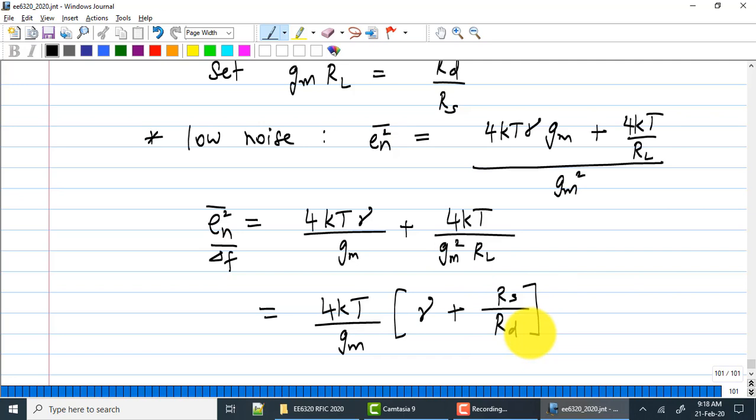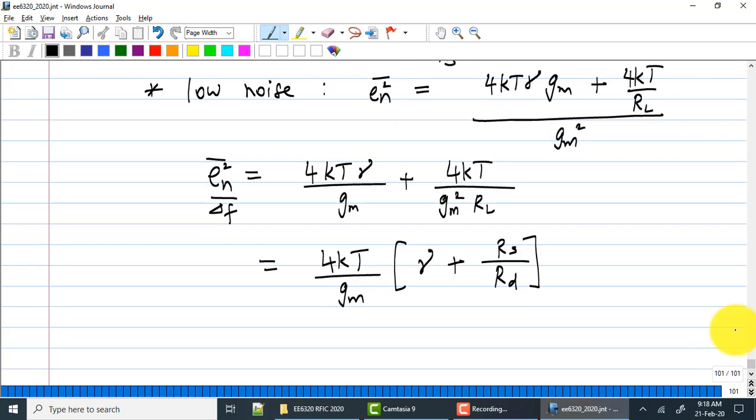Of course, RD is under control. It's your design. It's under your control as the designer when you design the common gate LNA. But assume that that has been designed separately. This is what it tells you. What do you have to do? You wanted this auxiliary amplifier to be as low noise as possible. So maximize gm.